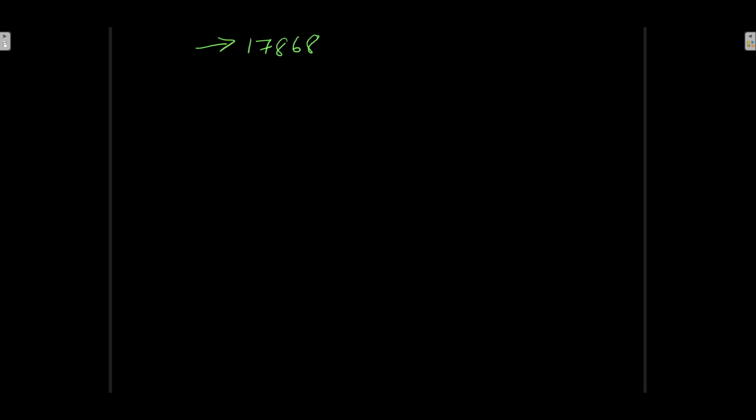So this is the input. I need to reverse that. So what should my output be, guys? Let's say this is your input. When you go and reverse this number, your output is going to be 8, 6, 8, 7 and 1, right? So this is the output after reversing it. That's what the requirement is. You need to reverse the number.